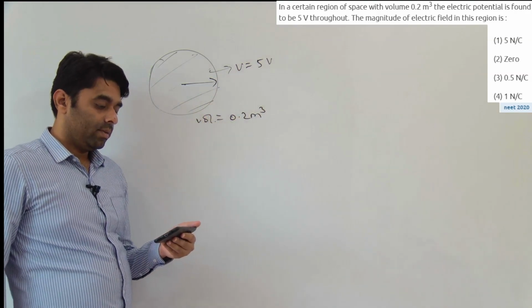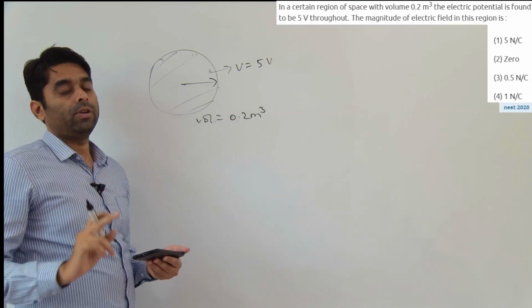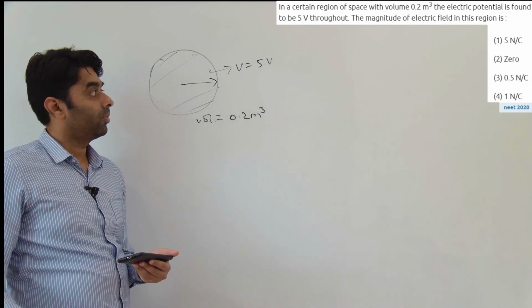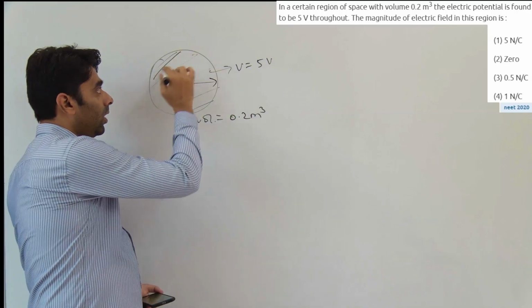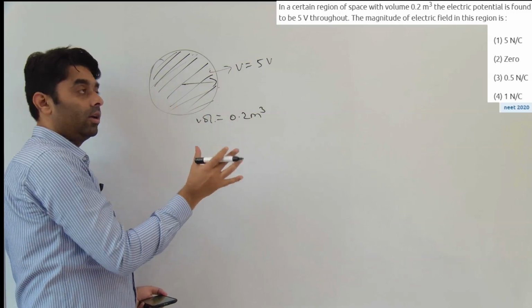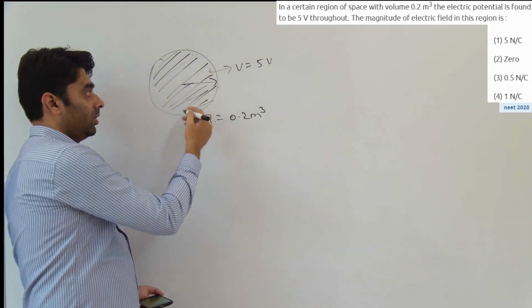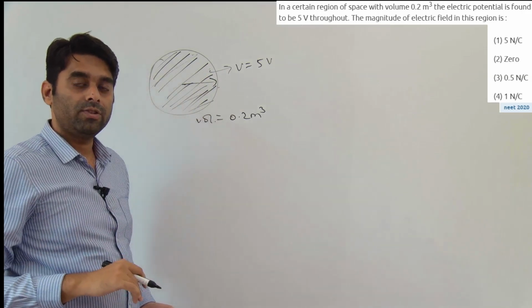Next it says the magnitude of electric field in this region is. Now please don't jump to the calculation part over here. Think over the language of the question carefully. What they are saying is, throughout this volume the potential is same. It's a 3D volume, and throughout this the potential is same. In which case do we have potential same?